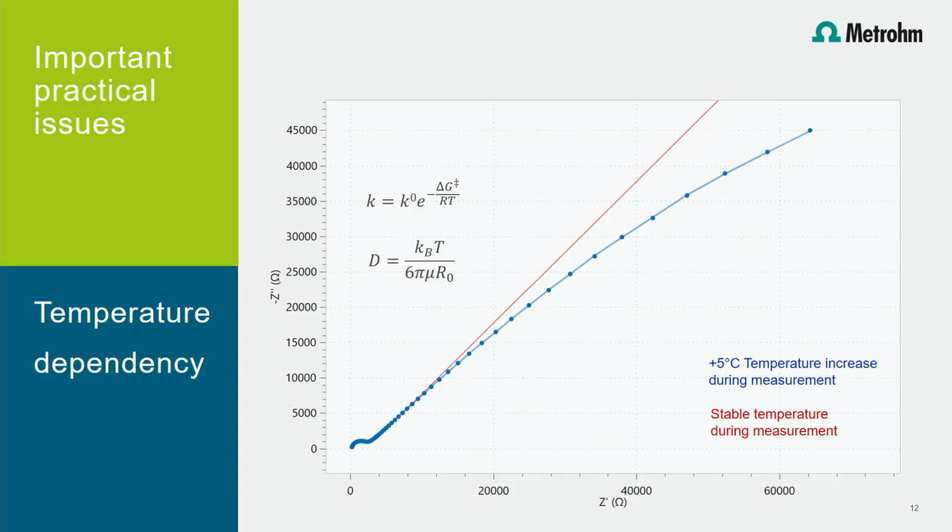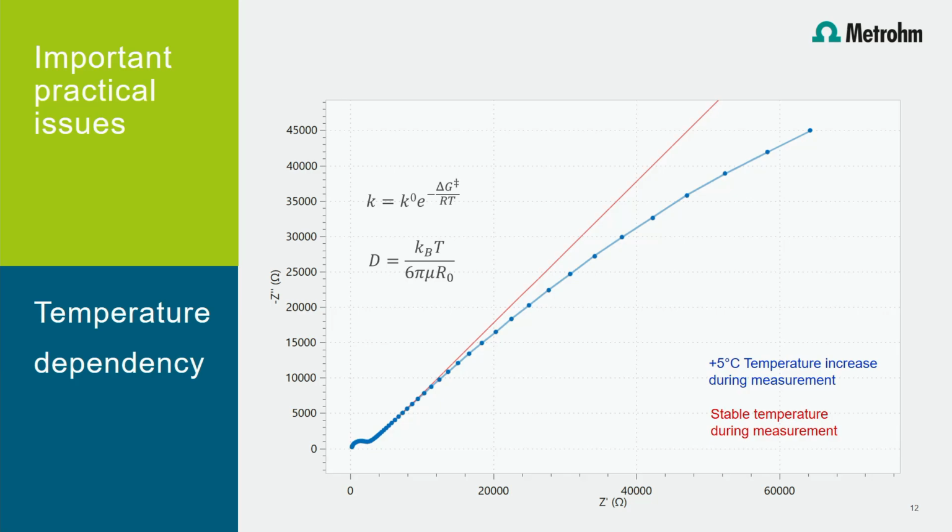Temperature dependency. As all chemical reactions, also electrochemical reactions depend on temperature. A change in temperature has a direct impact on reaction kinetics and mass transport, which is expressed by the formula of the reaction rate constant and the diffusion coefficient. So it is very important to keep the temperature constant during the running impedance measurement.